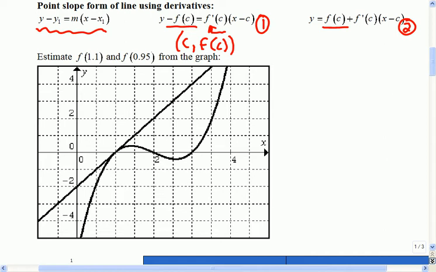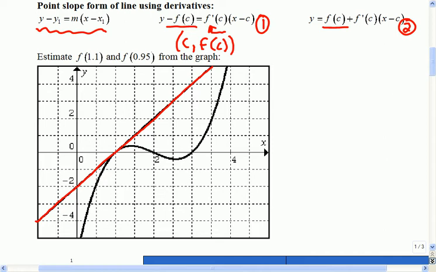If we look at the line that's shown, this tangent line here, what do you think the slope of that line would be? What would you guess? Yeah, you're almost right.